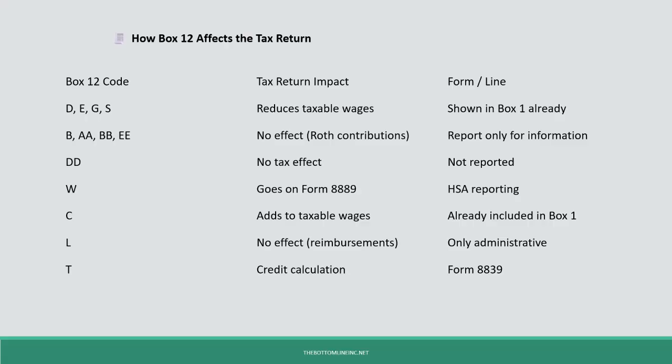So C adds to taxable income, and that should already have been included in box 1. Basically, we're getting information. And L is no effect, it's a reimbursement, it's only administrative. And then T is a credit calculation, 8839. So you don't always have to remember all of this. And especially as we use software, if we have a W, it'll trigger, hey, you had an HSA contribution.